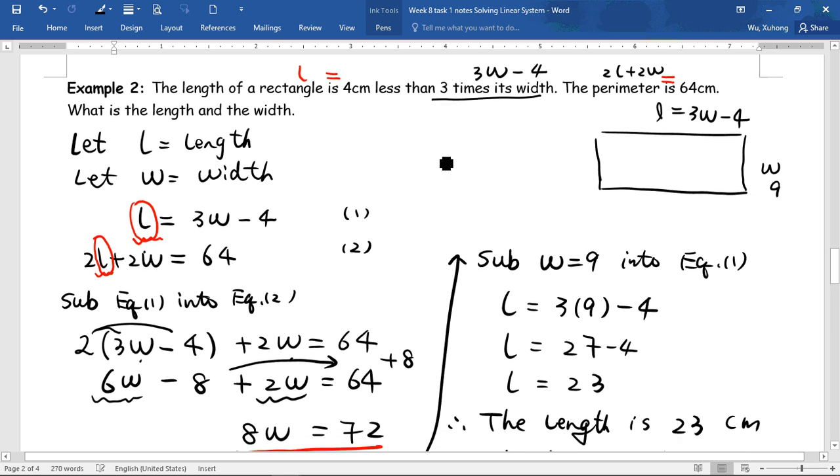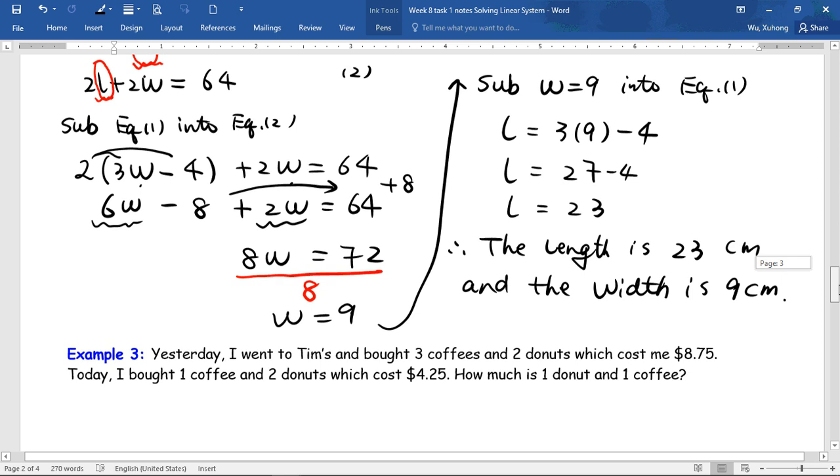So for each sentence, if you have "total", maybe put an equal sign there. Total means sum. Okay, so next question.